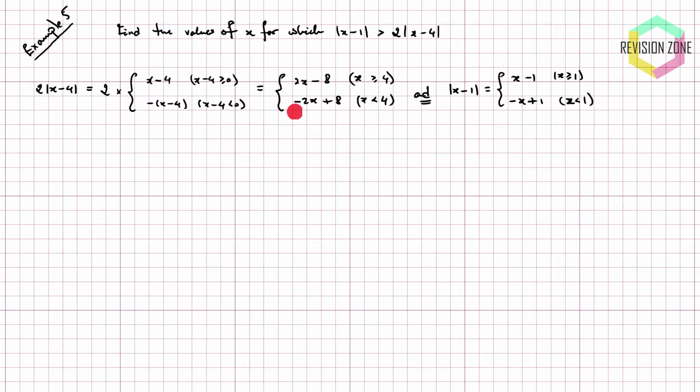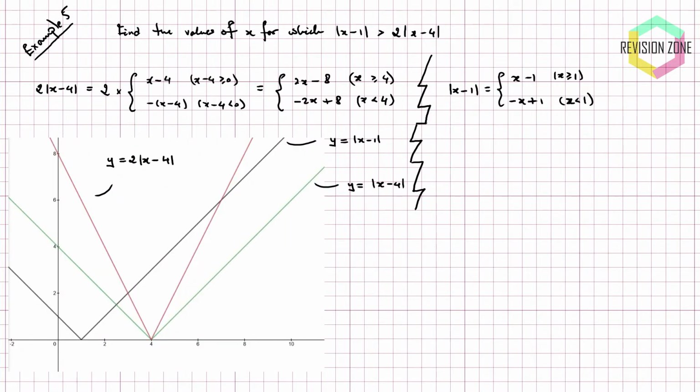And this is the simplified version for this function here, and that's the simplified version for this function here. These are fairly straightforward things. You should be comfortable with this. Let's now take a look at the graphs. And of course, this is the graph of 2 times the modulus of x minus 4. And then the black graph here is the graph of modulus of x minus 1.